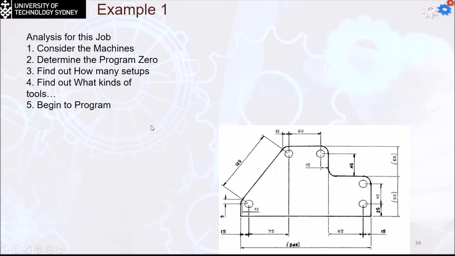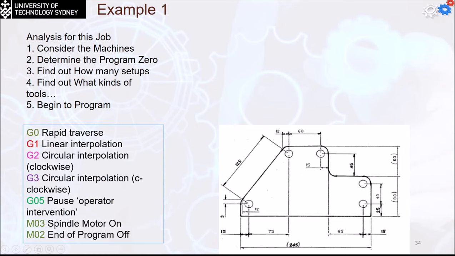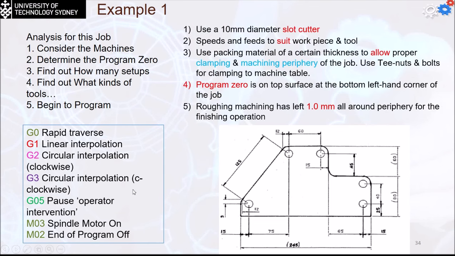Now, to analyze this job, we need to consider the machine we are going to have. We have to determine the program 0 point, find out how many steps we should have, and find out what kind of tool we should use, and then begin to program the code. So we are going to use these codes: G0, G01, G02, G03, G05, M03, and M02. And that's what we are going to do in your work.